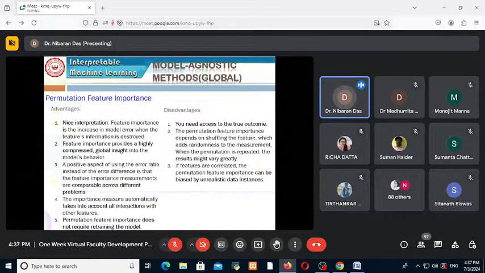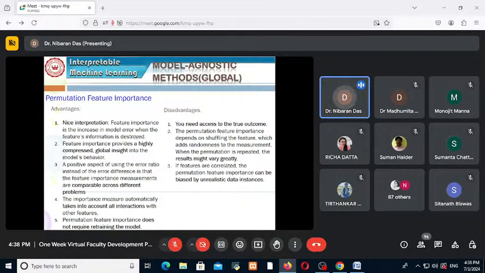Permutation feature importance has a nice interpretation. Feature importance is the increase in model error when the feature's information is destroyed. It provides highly compressed, global insights into the model's behavior. A positive aspect of using the error ratio instead of the error difference is that the feature importance measurements are comparable across different problems, and the importance measure automatically takes into account all interactions with other features.